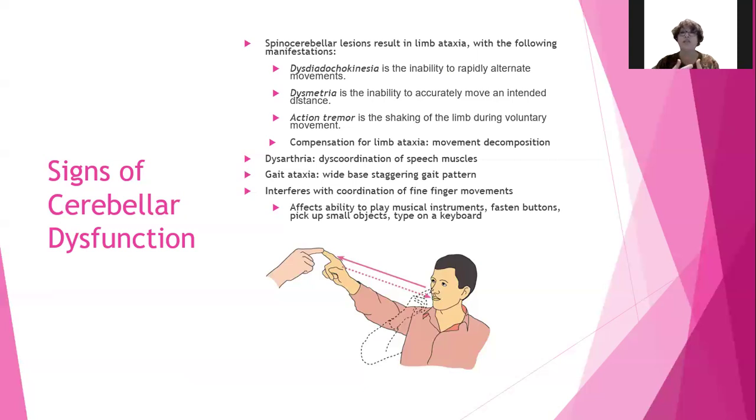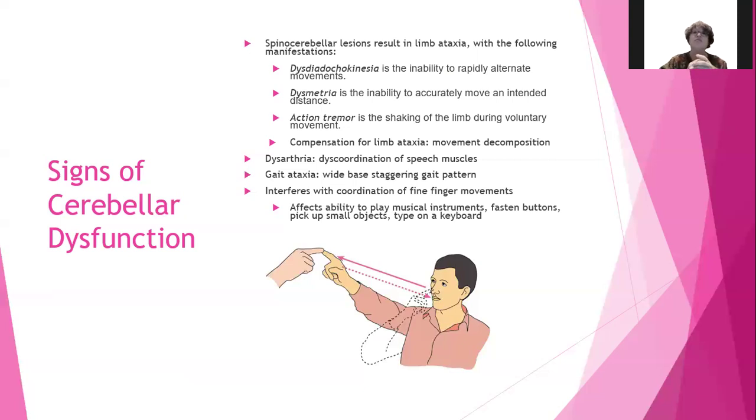Dysarthria is discoordination of the speech muscles. So you still have all your speech parts in the cerebellum that we talked about are working, but the speech muscles are discoordinated. So they either come out as flaccid dysarthria, which is soft, breathy, slurred speech, and spastic dysarthria, which comes out as harsh, uneven speech, but it's discoordination of the speech muscles. Gait ataxia is a wide-based staggering gait.